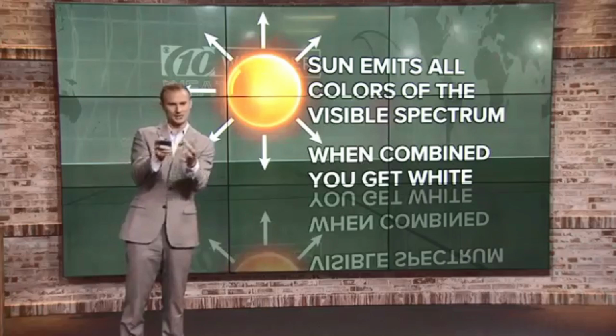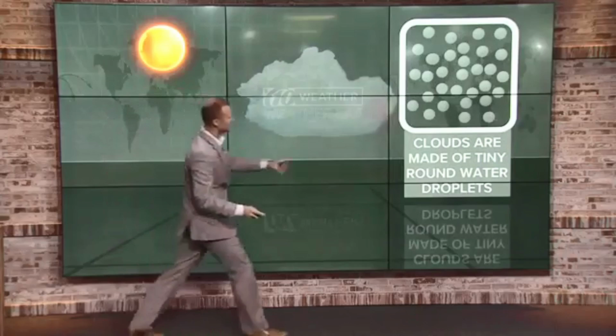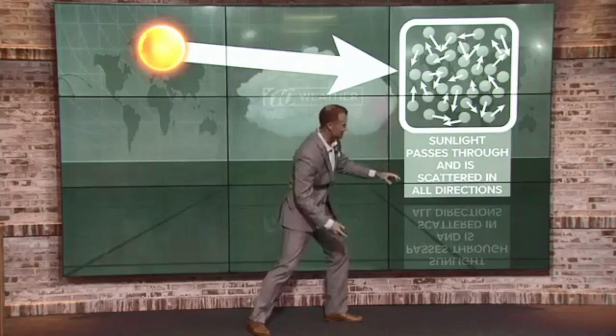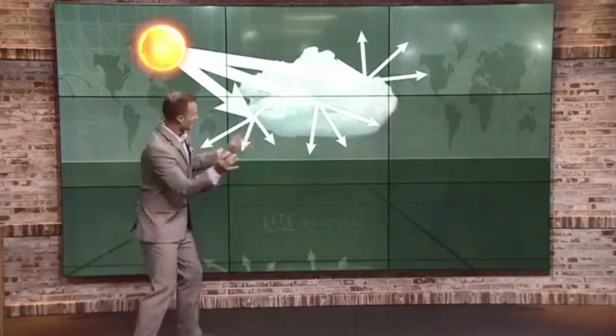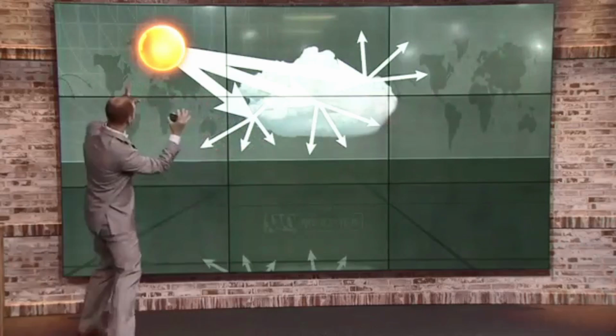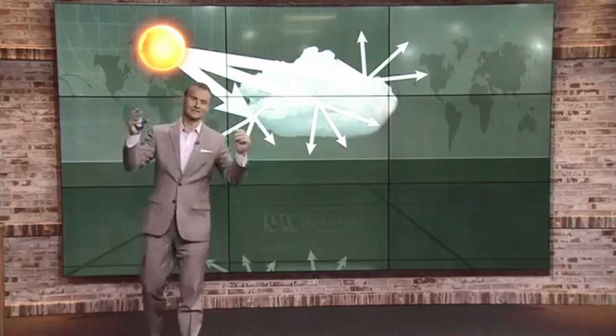Now, the clouds, they are made up of tiny round water droplets, very, very small water droplets. Now, when that sunlight, that white sunlight, passes through those tiny droplets, they are scattered in all directions. So let's shrink that back down there into the cloud. So when you get sunlight, remember, all the colors of the visible spectrum, which is white, they hit the water droplets in the cloud, and they're scattered in all directions, and that's why clouds are white.